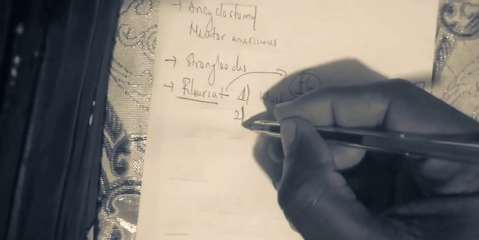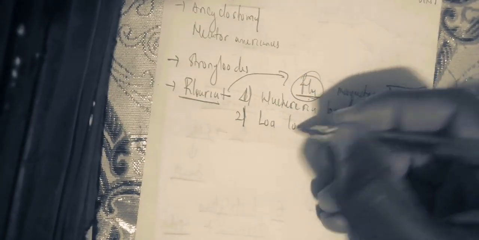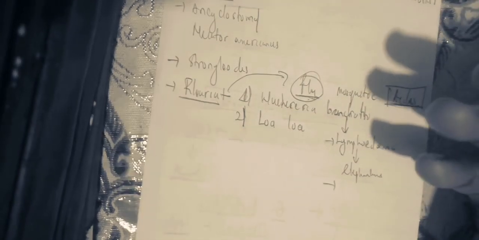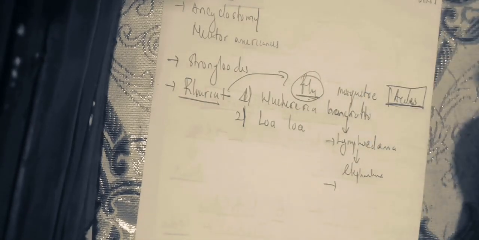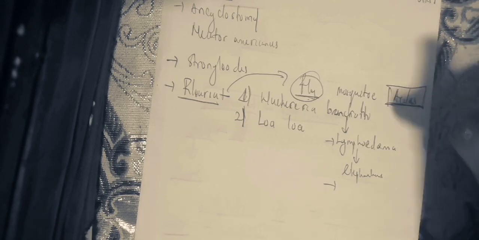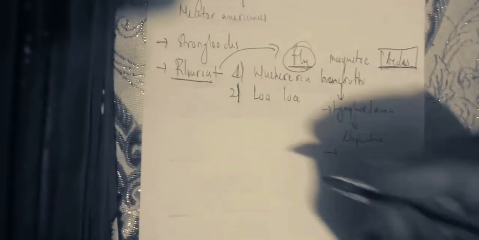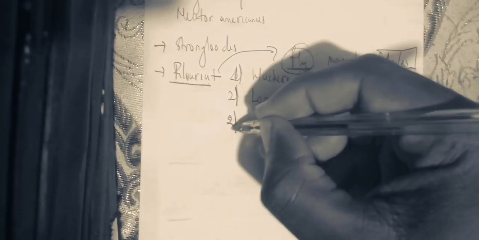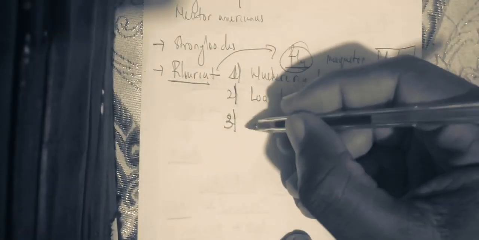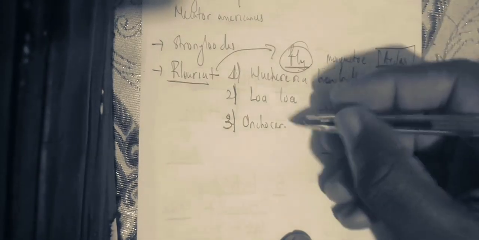Now, after Wuchereria bancrofti, still among the filaria family, we have Loa loa. Loa loa is still transmitted by a fly, but it mostly affects the eyes. So you have a worm inside the eye, and if it is not managed, you are going to have vision impairment. The next one is Onchocerca volvulus, which causes river blindness.